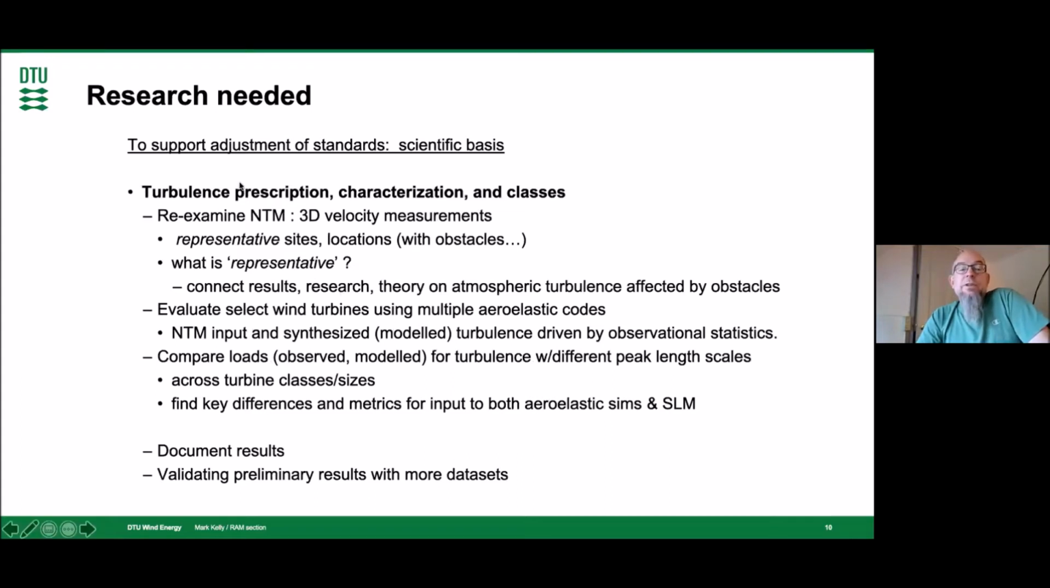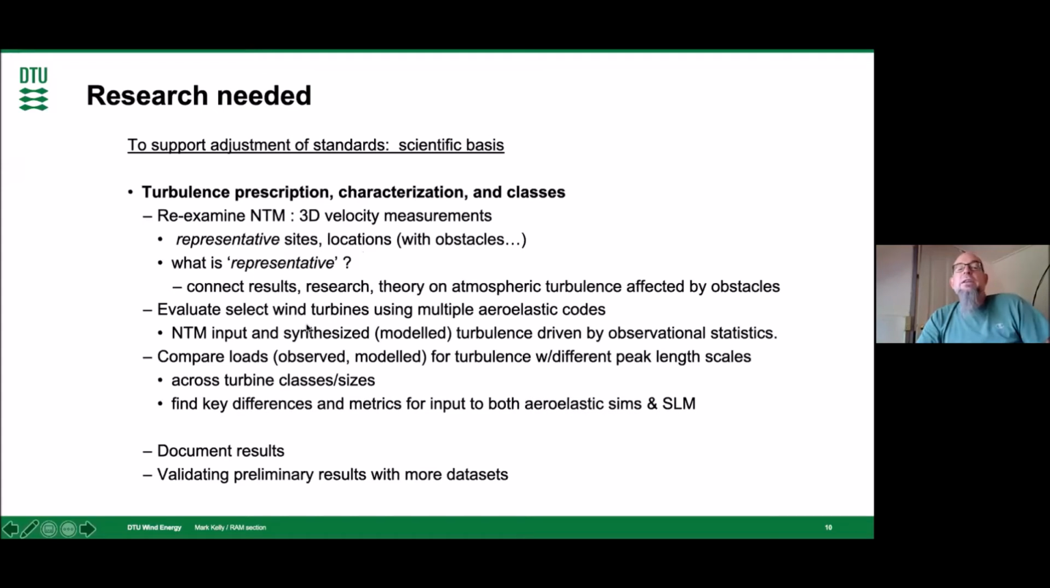And then turbulence. There are a bunch of different aspects, but the main ones are looking at the normal turbulence model to re-examine it. We need more 3D velocity measurements at various sites, the representative sites, the kind of sites where turbines tend to be, preferably moving these measurements around, and determining what is representative. That's not even necessarily known. Where are small turbines of different sizes? What kind of environments are they really put in, or shall we recommend they be put in?